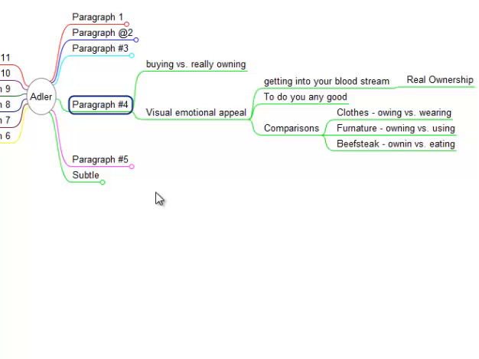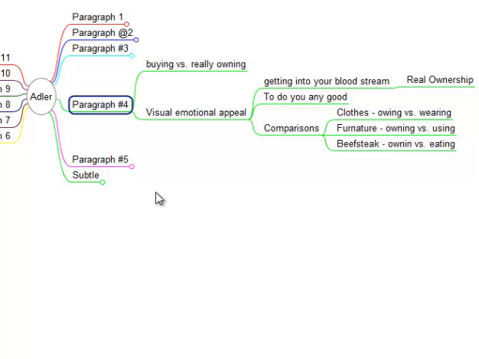Okay. He also says, to do any good. So this is another emotional appeal, because the opposite of doing good is what? Doing bad. So to do any good, it has to get into your bloodstream. And of course, this is where he uses the comparison, the metaphors, very powerful ones, because the clothes and the furniture, owning again versus wearing it. Wearing it is like getting into your bloodstream, where you really have real ownership, okay, not just having ownership.